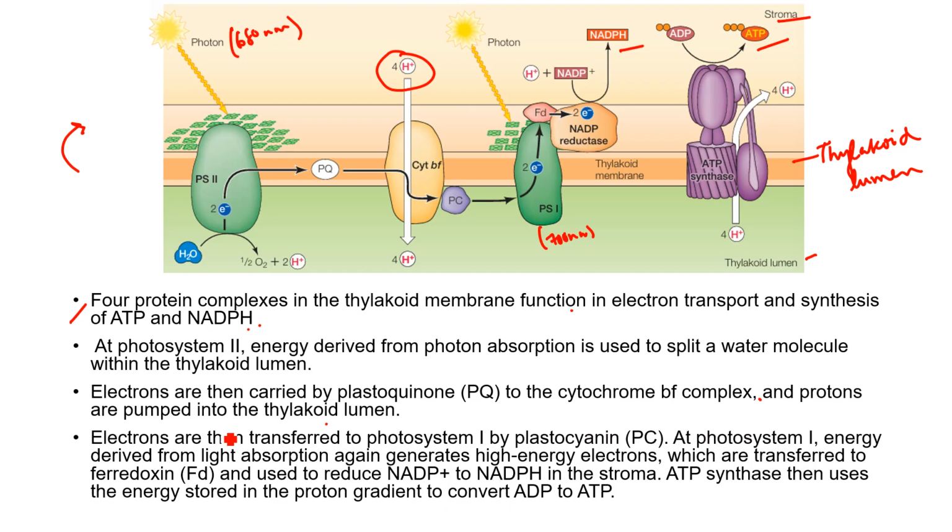At photosystem 1, the energy derived from light absorption again generates high-energy electrons, which are transferred to ferredoxin. Ferredoxin, FD you see here, takes up this electron and transports it to NADP reductase. NADP reductase is the enzyme which reduces NADP+ to NADPH in the stroma, and ATP synthase then uses the energy stored in the proton gradient to convert ADP to ATP. First the proton gradient is generated, and when protons flow along this gradient, the ATP will be generated.